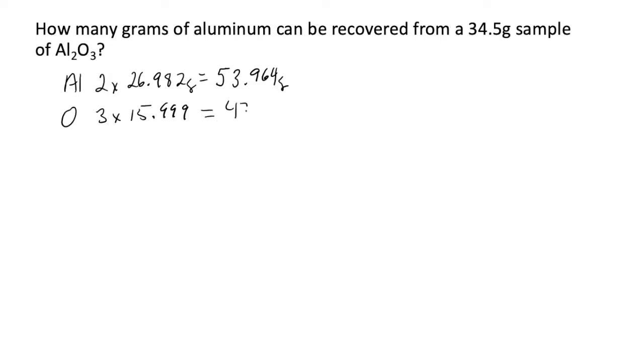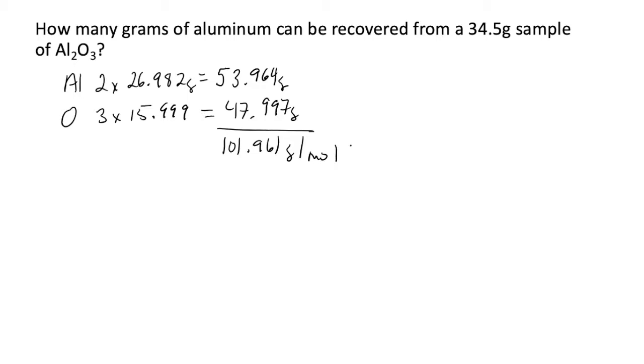of 47.997 grams. And 53.964 plus 47.997 is a total mass of 101.961 grams per every 1 mole of aluminum oxide.